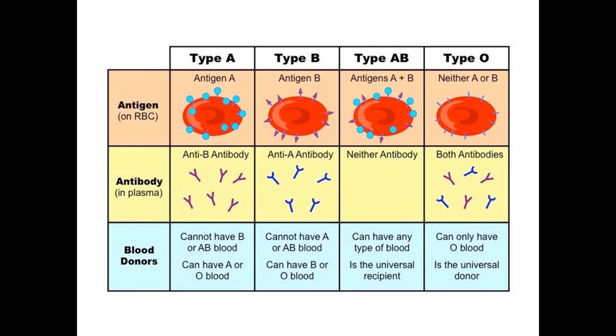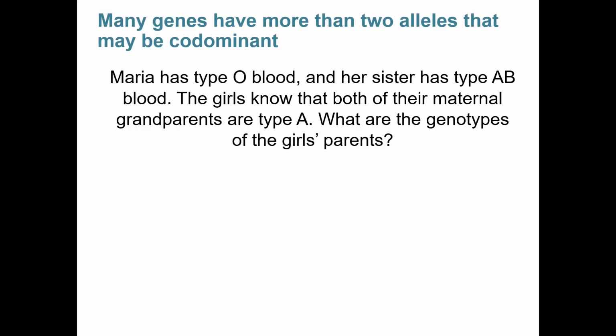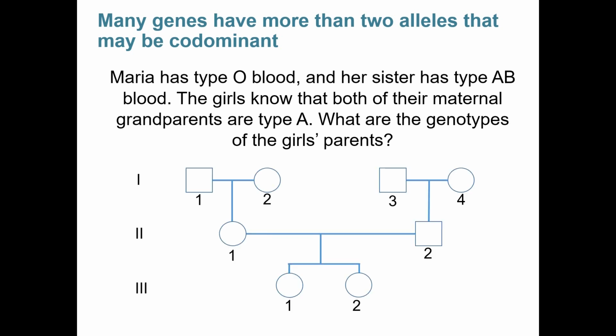So let's think about this in the context of a problem. Maria has type O blood, and her sister has type AB blood. The girls know that both of their maternal grandparents are type A. What are the genotypes of the girls' parents? Let's start by building a very simple pedigree. In this pedigree, we have the girls, their parents, and their grandparents.